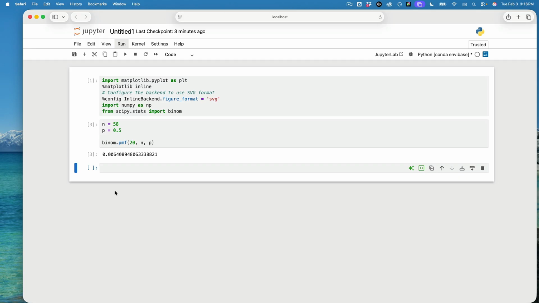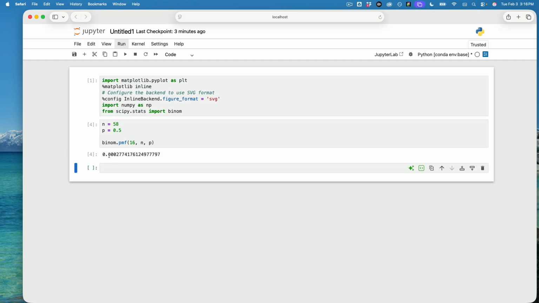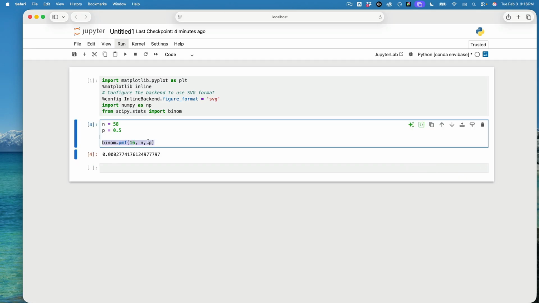So it just gives you a number. That's how you evaluate this, all right? So the question I had was 58 successes, tossing a fair coin. What's the probability of getting 16 heads? It was going to be 0.0003, okay?